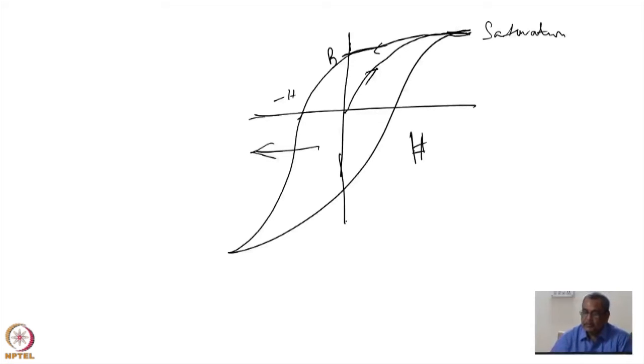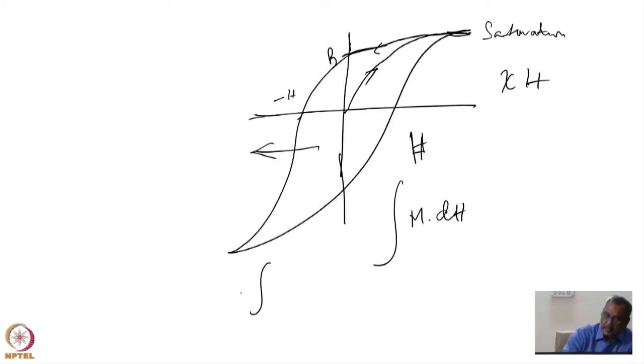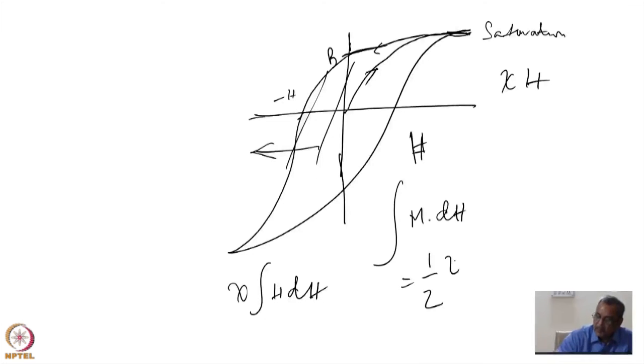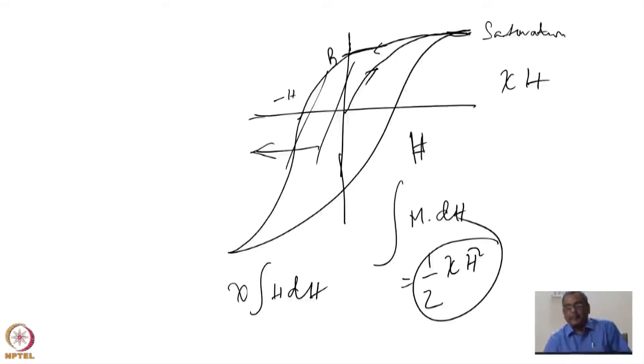And we know that the area of the hysteresis loop, B or M, because the integral of M dH, if you say M is equal to chi H, so chi H dH, and the area under the curve is half chi H squared. In one cycle, this is the energy spent in the system, and this is the energy actually, if you take a ferromagnetic material through cyclic magnetic fields.